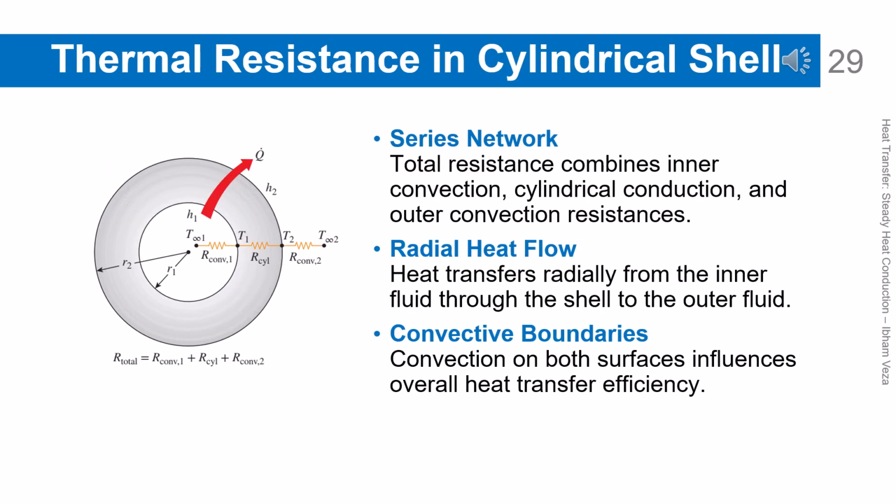Thermal resistance in cylindrical shell. This system combines inner convection resistance, cylindrical conduction resistance, and outer convection resistance. All these resistances are arranged in series, so the heat transfer rate is the same. Heat flows from the hot fluid through the cylindrical wall and is released to the cold fluid. Each part contributes a certain temperature drop. The total resistance determines the overall heat loss.